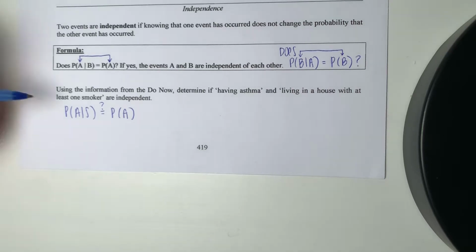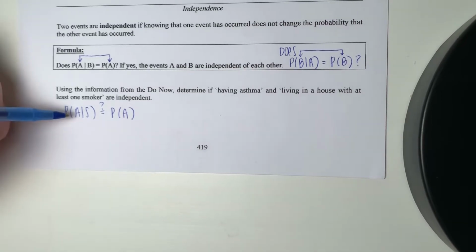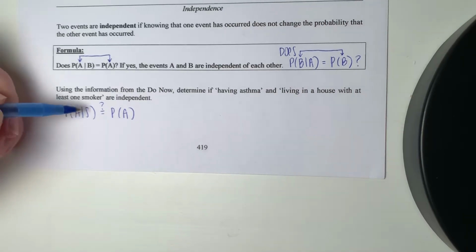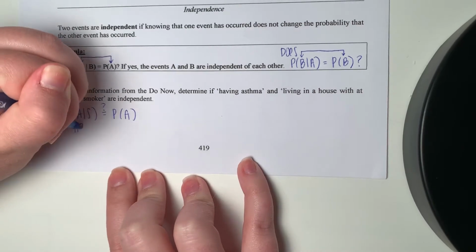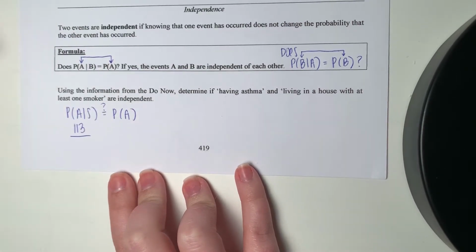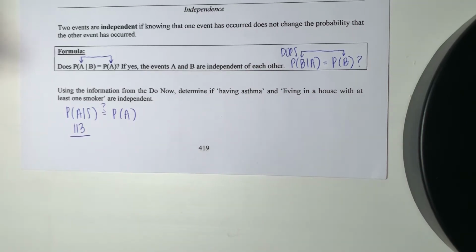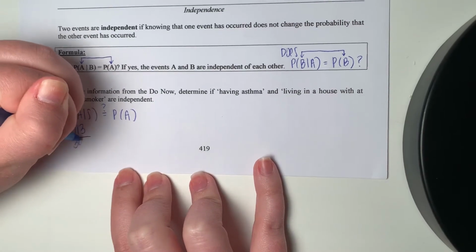So the probability of A given S, which is what you should have already calculated in part C, is the probability of having asthma and having at least one person who smokes in your house over the probability of having at least one person that smokes in your house, okay? So the probability of A and S is 113 over the probability that somebody is a smoker or has a family member in the house who smokes. The total number of people is 395.